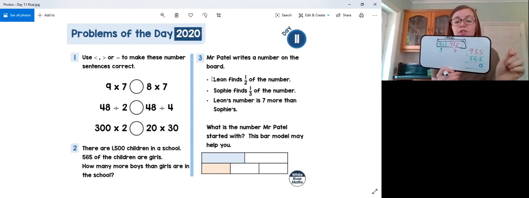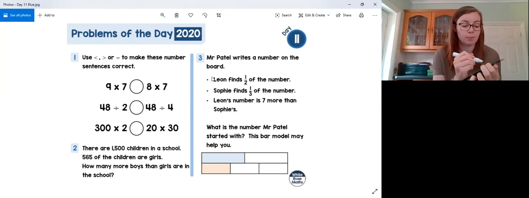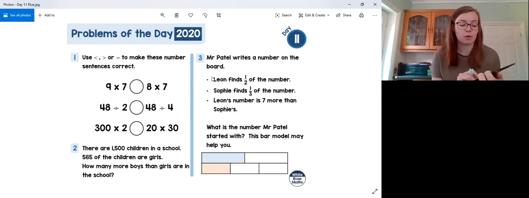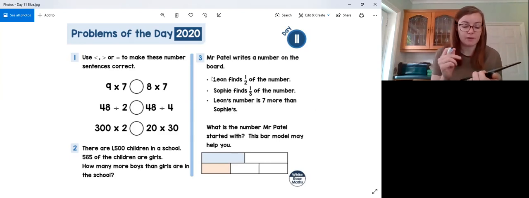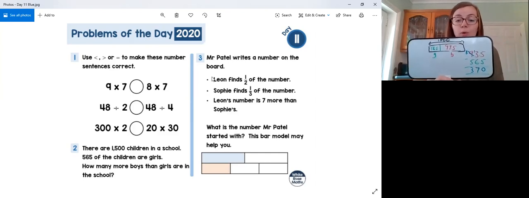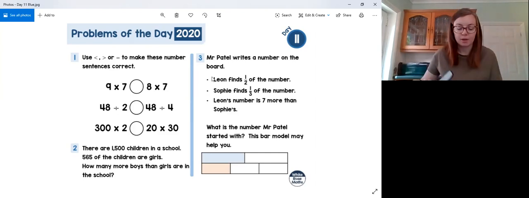Because our smaller number is on top, we can't do this. So we borrow from the 9 to make 8. 13 take away 6 is 7. And 8 take away 5 is 3. So there are 370 more boys than girls.